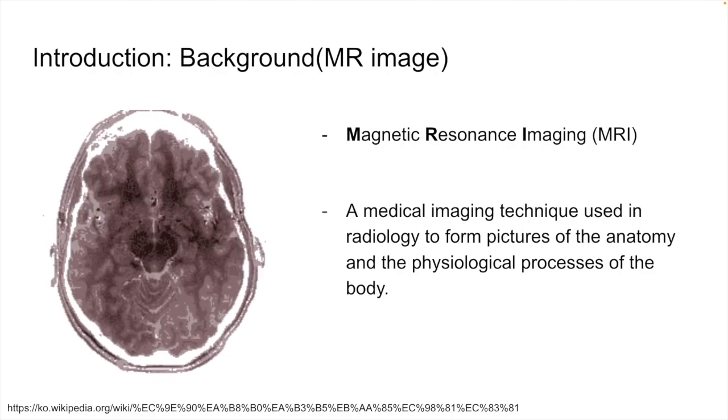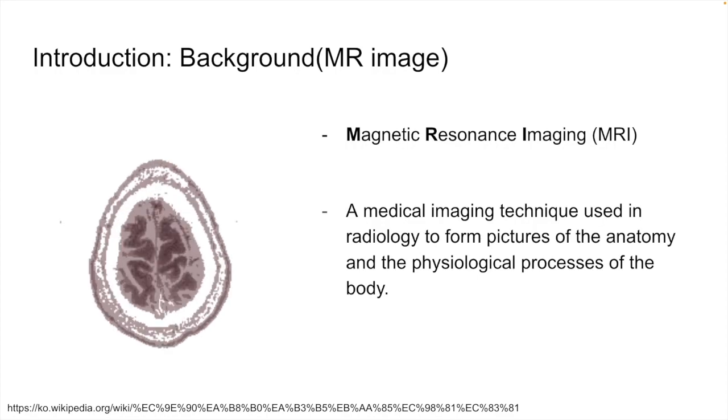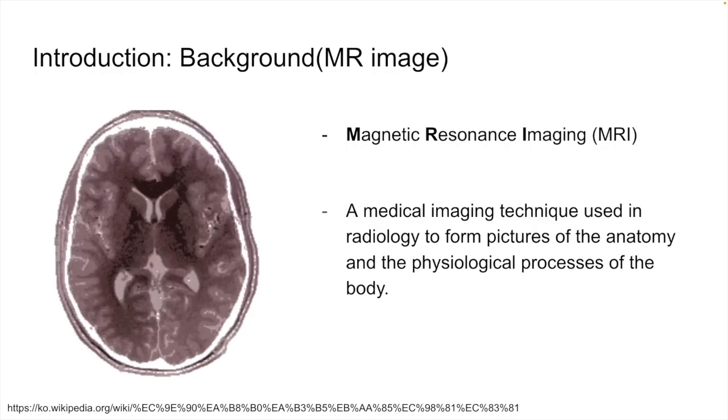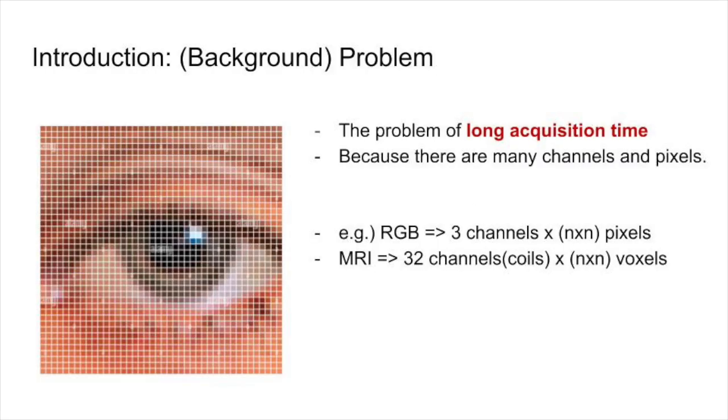MRI is a medical imaging technique in radiology to form pictures of the anatomy and the physiological process of the body. However, it has always suffered from the problem of long acquisition time, because it is necessary to read voxels one by one. The MRI data consists of a total of 32 coils, and their size is large.